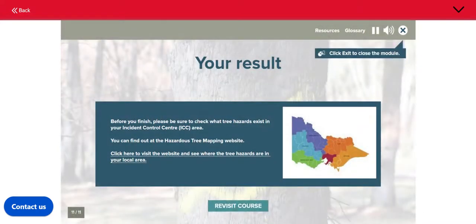Before you finish, please be sure to check what tree hazards exist in your Incident Control Center, ICC, area. You can find out at the Hazardous Tree Mapping website. Click here to visit the website and see where the tree hazards are in your local area.